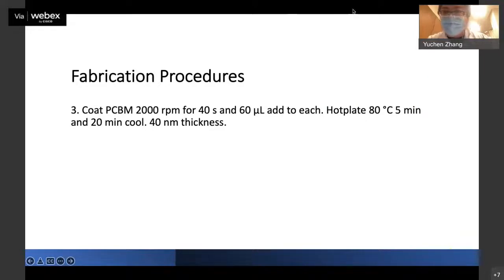So after the PVK layer, we add another layer, the PCBM layer. It's also filtered first and then spin coated on top of the PVK layer. The spinning speed and the time are set differently for this layer. You can see it will usually give a very thin thickness.